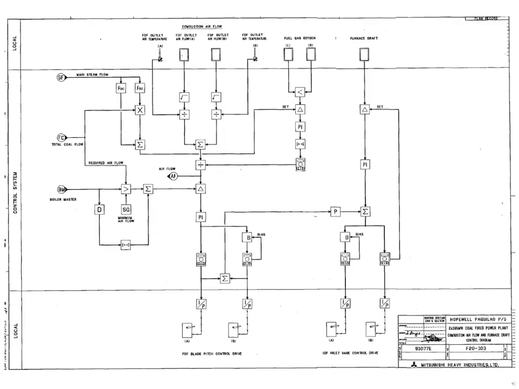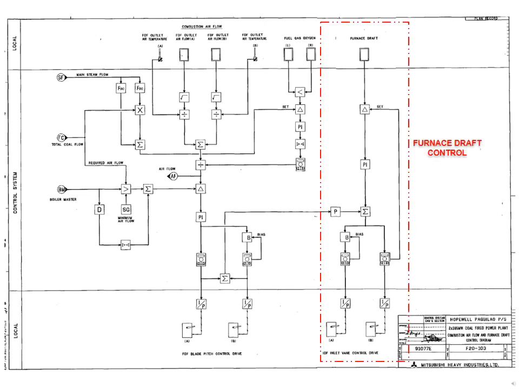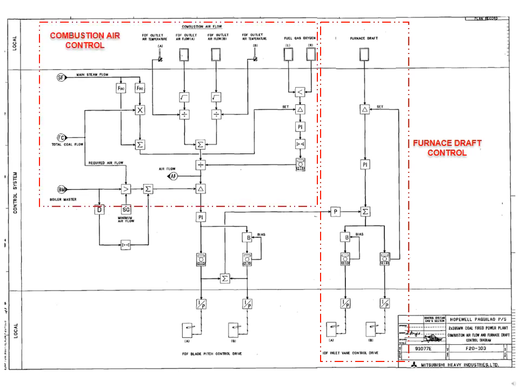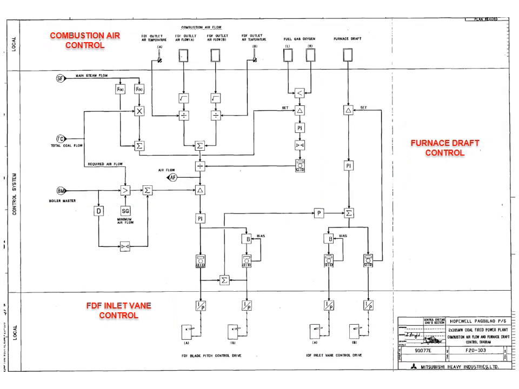As a basic principle, furnace draft is controlled by the induced draft fan vanes, and airflow is controlled by the forced draft fan inlet vanes. So we can divide the combustion air and furnace draft controls into three subloops, namely furnace draft control, combustion air control, and the FDF inlet vane control. Now, take note of this line signal because this will be significant in our discussion later on.